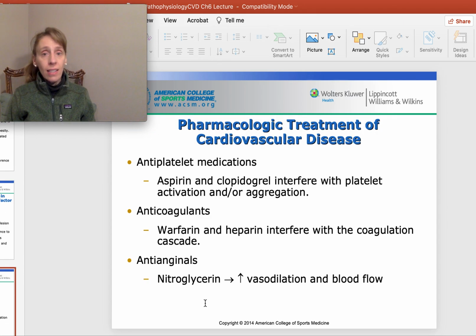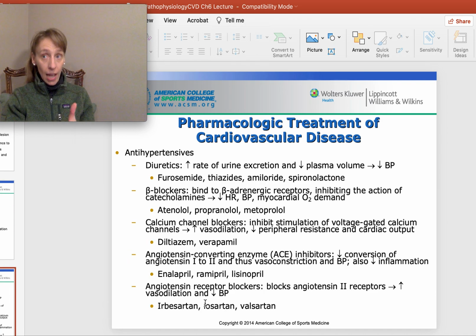Common medicines that you see, I'm going to go over all of these in another lecture. Antiplatelet medications to decrease clots, anticoagulants, common ones, anti-anginals, anything that helps to minimize angina, so nitroglycerins and different types of patches they can be on. Antihypertensives, blood pressure medicine, can be a diuretic, right? You know that as a water pill. A beta blocker, we'll talk a lot about beta blockers and how those beta adrenergic receptors can change the demand on the heart. Calcium channel blockers do the same thing.